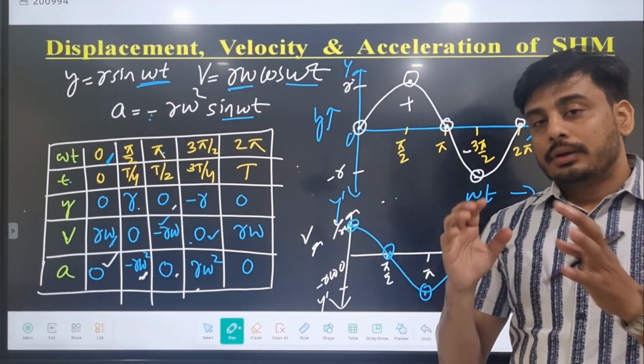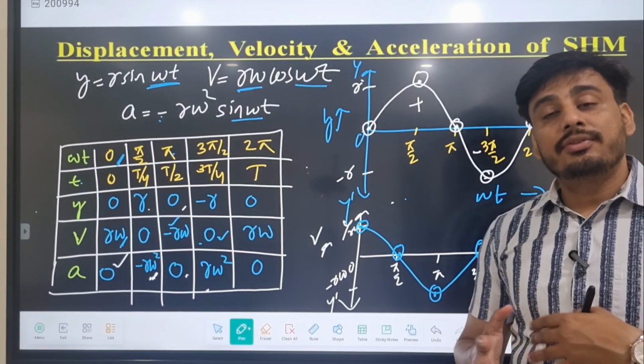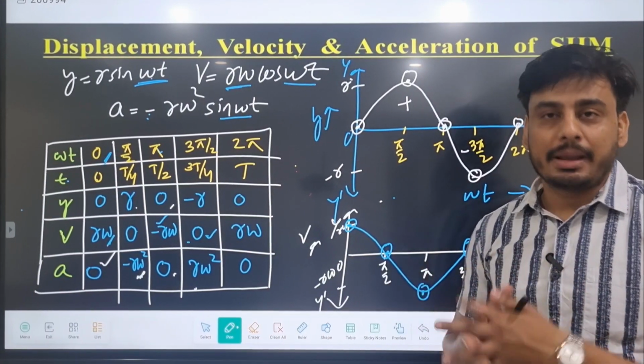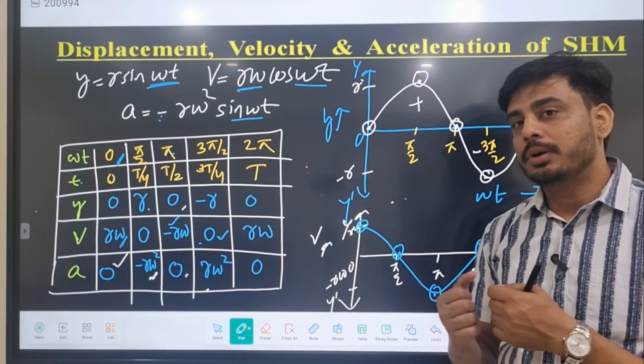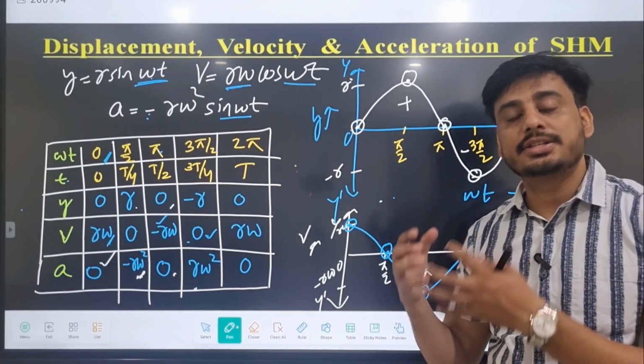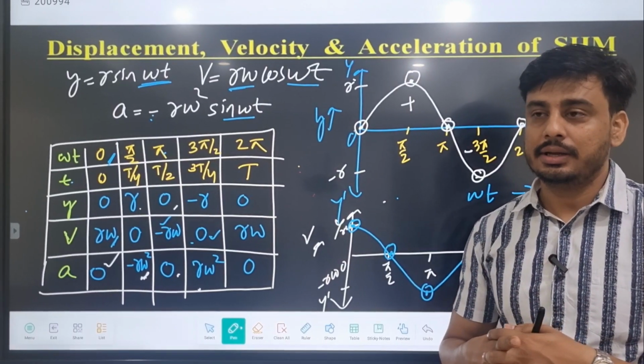In the next video we'll start with the damped oscillation or damped vibration case. We'll discuss what damped vibration is, how the different forces are involved, what the wave equation is and its solution. In the next video we will start.